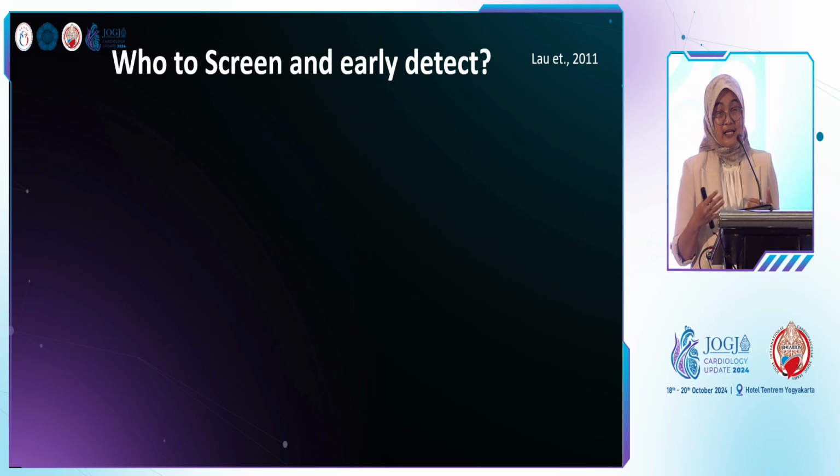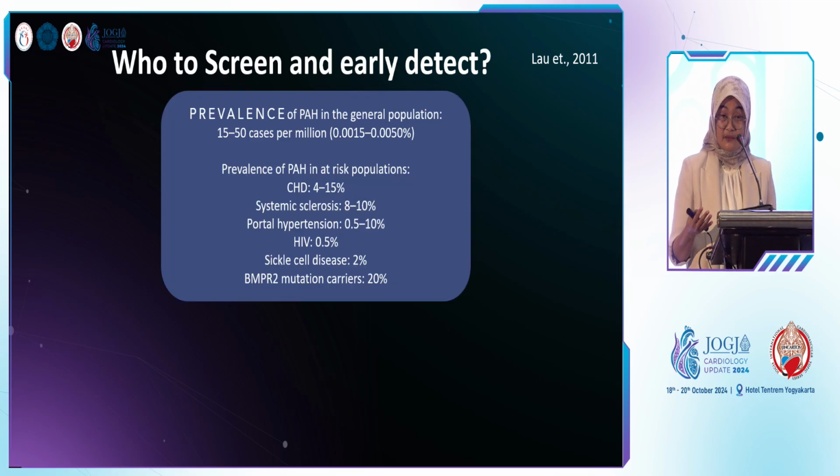So if we would like to screen, who should be screened? As mentioned previously by Professor Emoto, because the prevalence of pulmonary arterial hypertension in the general population is very low, it might not be feasible to screen the whole general population. But we may consider targeting the high-risk population that may have a high risk of developing pulmonary hypertension.